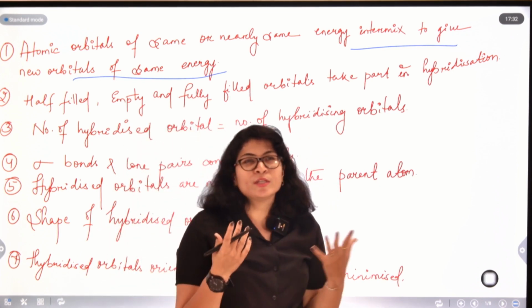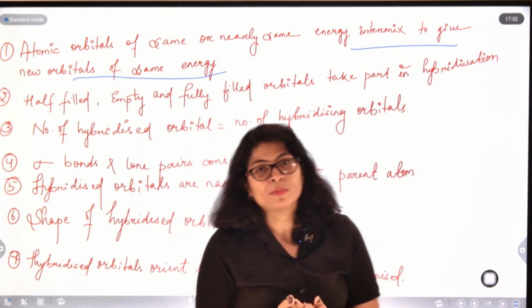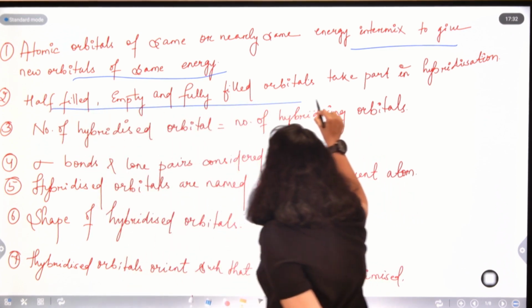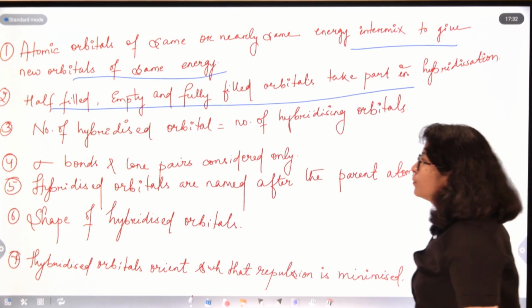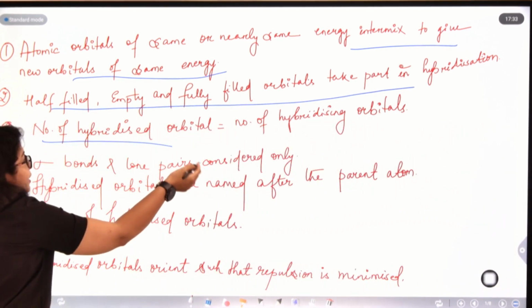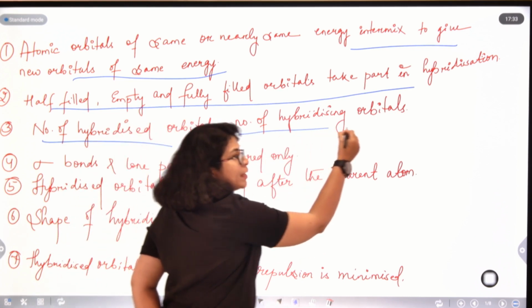They do not distinguish, or they do not have any partiality between orbitals. So half filled, empty and fully filled orbitals can take part in hybridization. Next is that the number of hybridized orbitals is equal to the number of hybridizing orbitals.